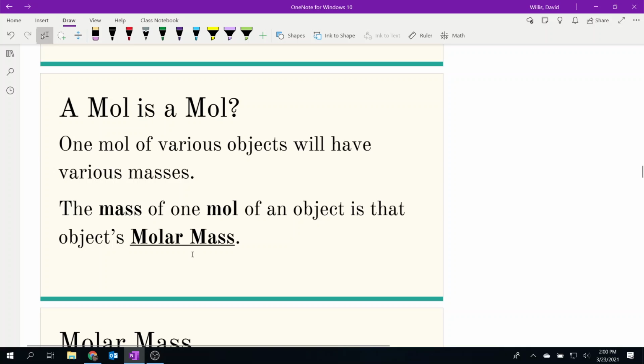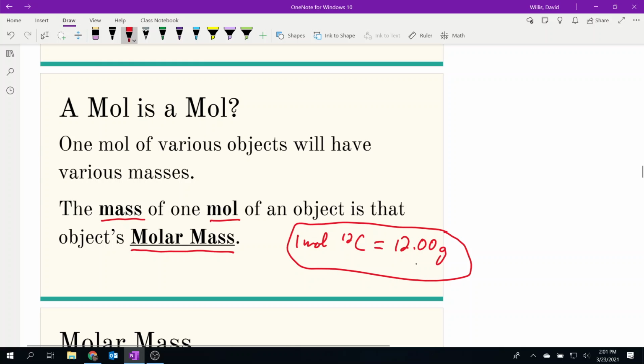All right, so again, the mass of 1 mole of an object is its molar mass. In other words, how much does 1 mole of that object have? What's the mass of it? Again, the definition of 1 mole of carbon-12 is 12.00 grams. And so 12.00 grams would actually be the molar mass of carbon. All right? So however much mass 1 mole has, that's the molar mass.